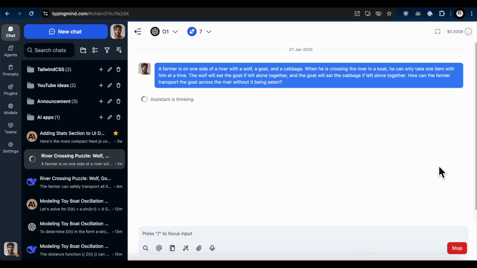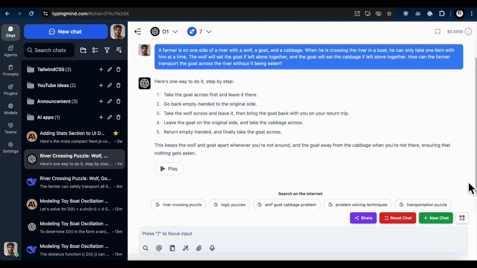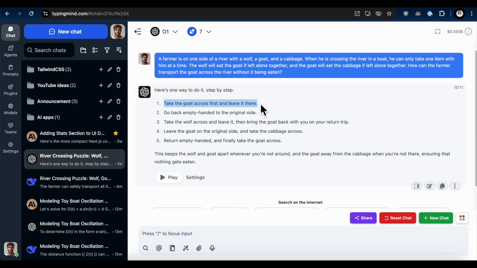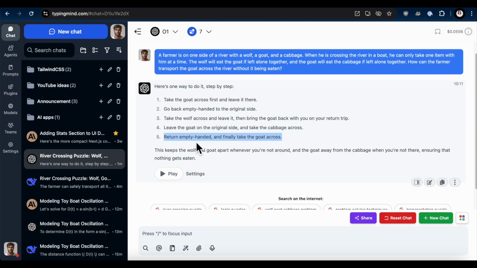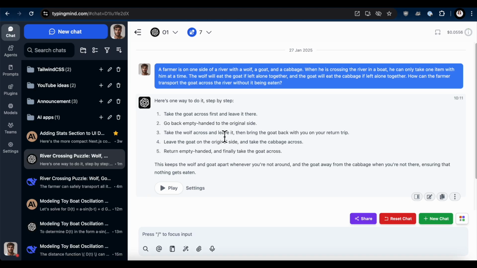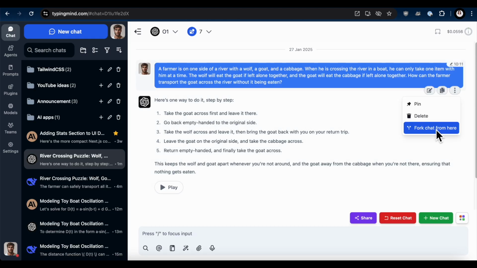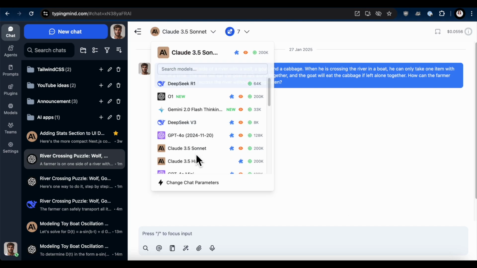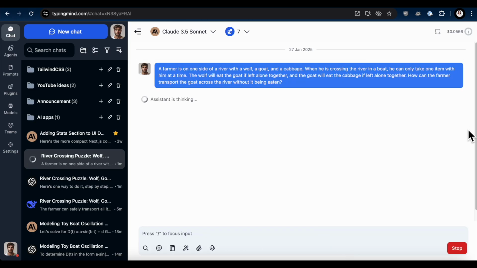Now, let's test GPT-01. No messing around, straight to the answer. Take the goat. Take the wolf. Take the cabbage. All right, correct. Seems like a very easy reasoning question. Final chance for Claude 3.5 Sonnet. Let's hope it can solve this problem.